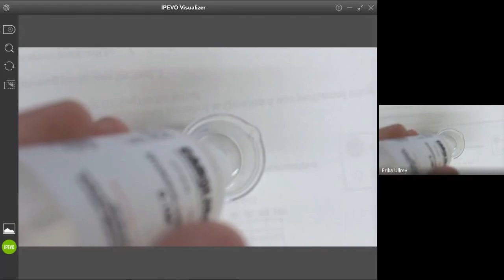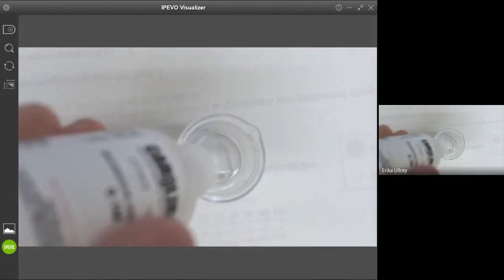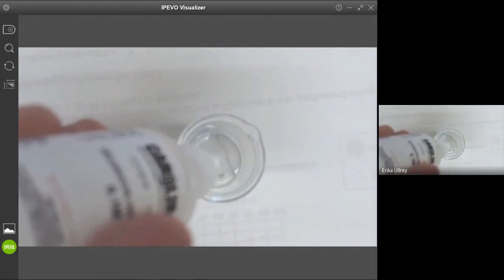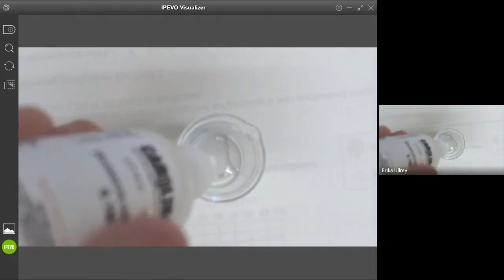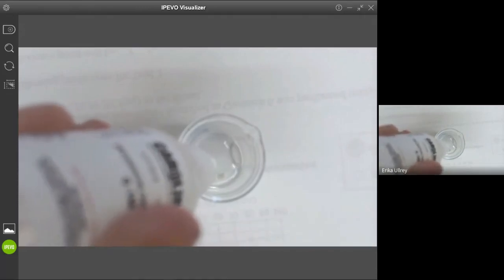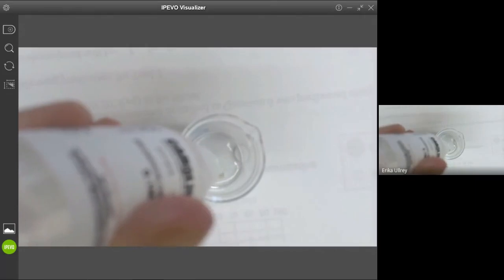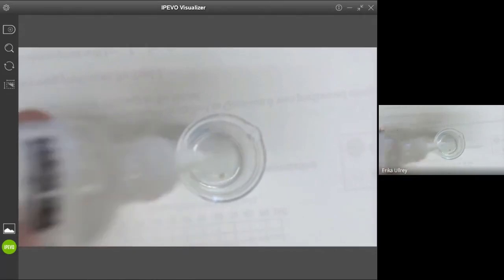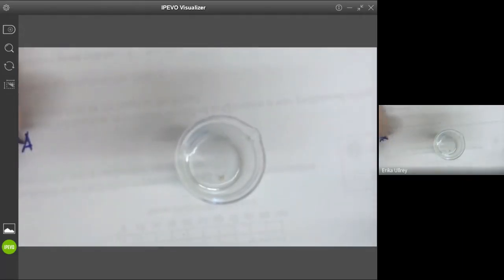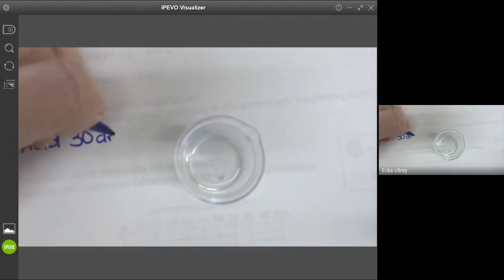1, 2, 3, 4, 5, 6, 7, 8, 9, 10, 11, 12, 13, 14, 15, 16, 17, 18, 19, 20, 21, 22, 23, 24, 25, 26, 27, 28, 29, 30. So the volume that I just added of acid was, was that 30 drops? 30 drops. Okay.